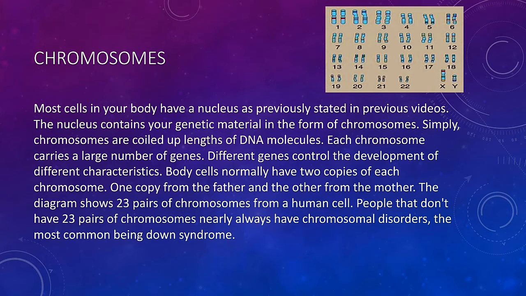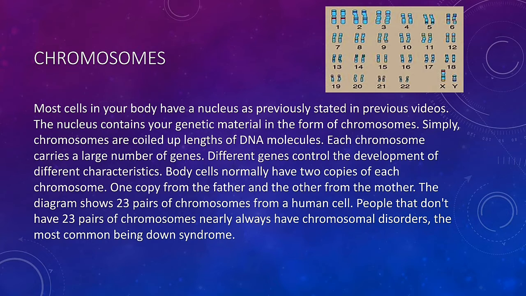The diagram shows 23 pairs of chromosomes from a human cell. People that don't have 23 pairs of chromosomes nearly always have chromosomal disorders, the most common being Down syndrome. That is the main content you need to know for chromosomes.